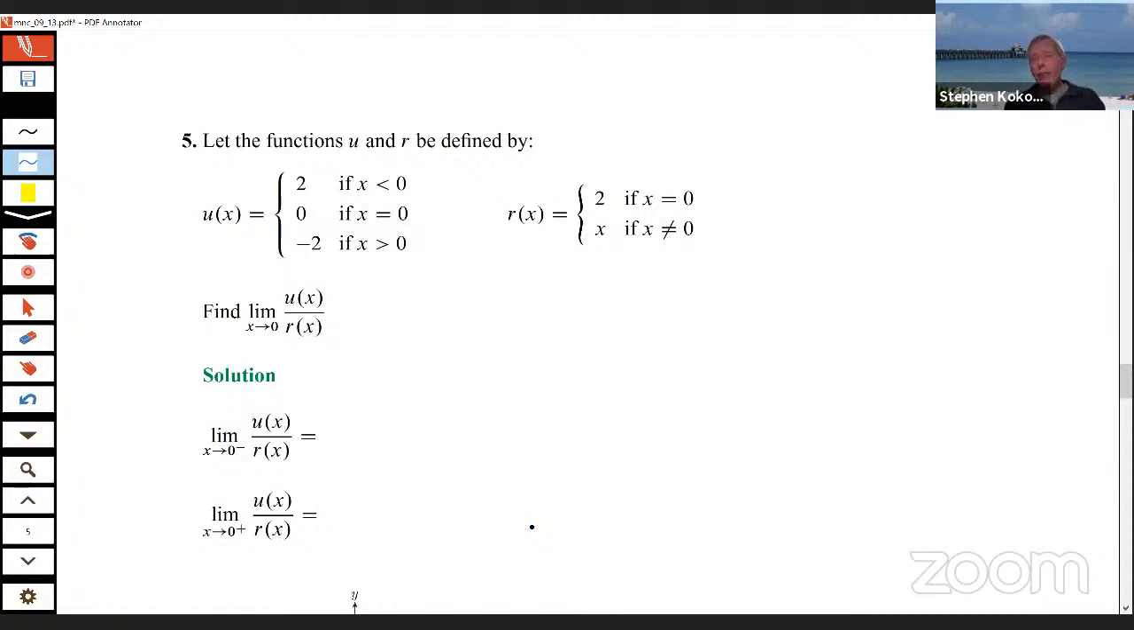This time we don't have graphs given to us, but we're given two piecewise functions, u and r, very interesting functions. And we're asked to find the limit as x goes to 0 of u of x divided by r of x. Our initial inclination is to try to do something like this: the limit as x goes to 0 of u of x divided by the limit as x goes to 0 of r of x.